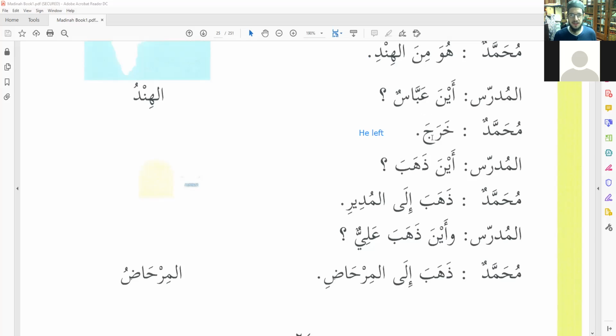We will talk about the structure of verbs after we get through this conversation. Go ahead and continue. Ana dhahaba. Very good. Dhahaba is our second verb. It means he went. In English, we would translate this as where did he go? He left. Where did he go? Go ahead.